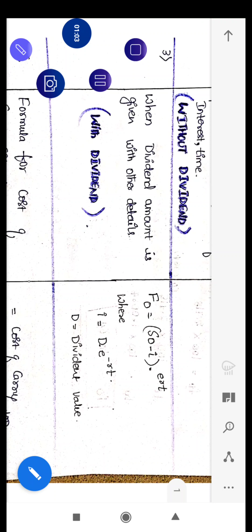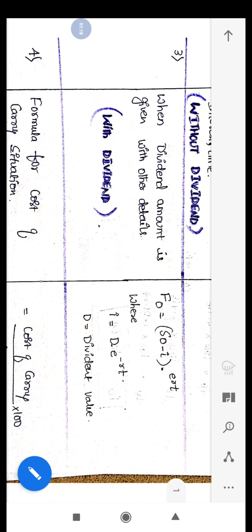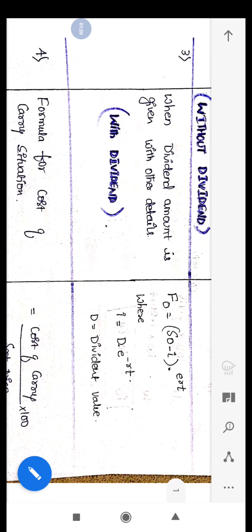So minus rT. I have made one video on this power calculation, so I'll upload that first. You watch that one first and next come to this video. Okay, so D here means dividend, and I here means information.